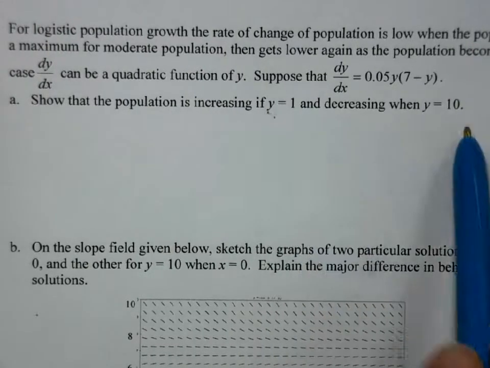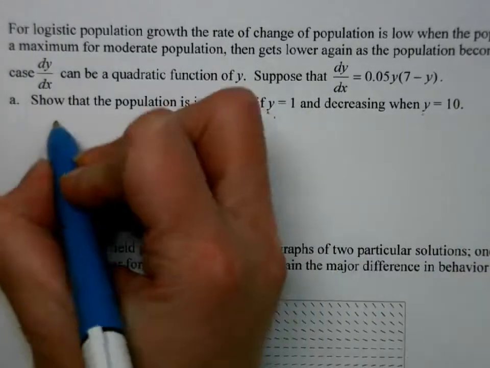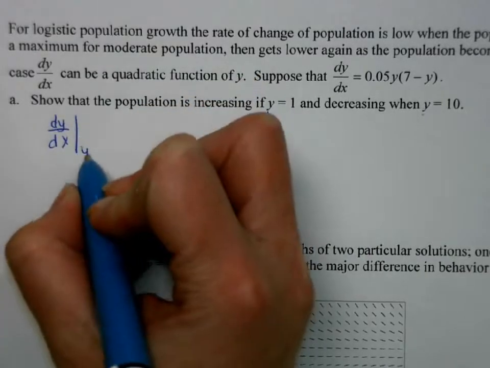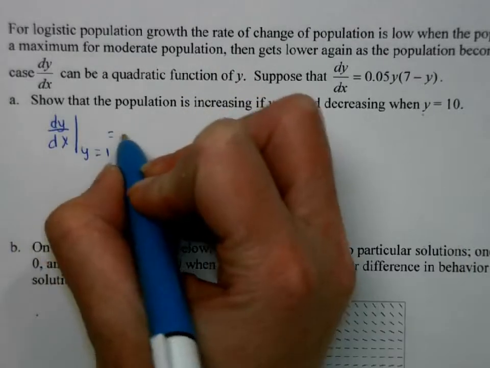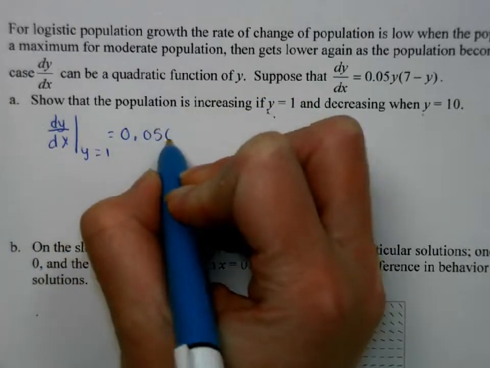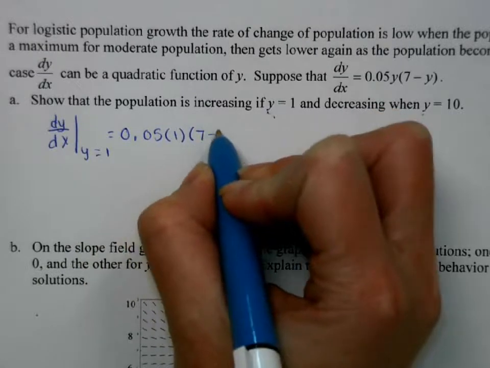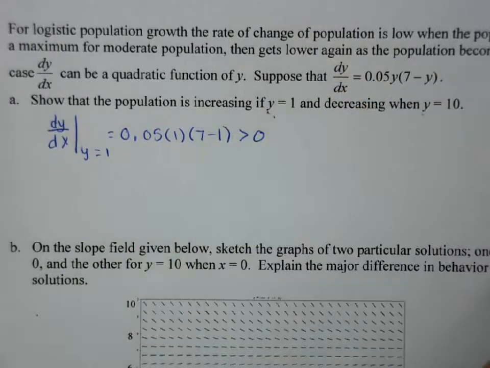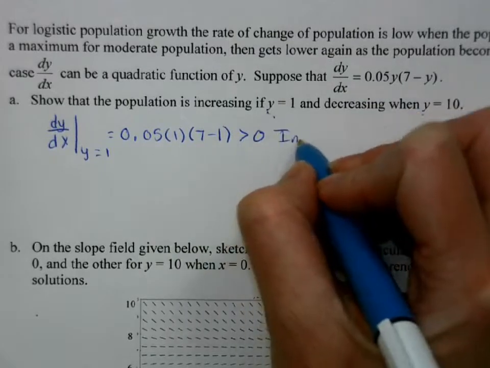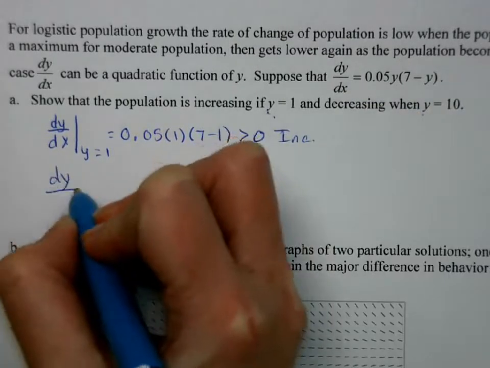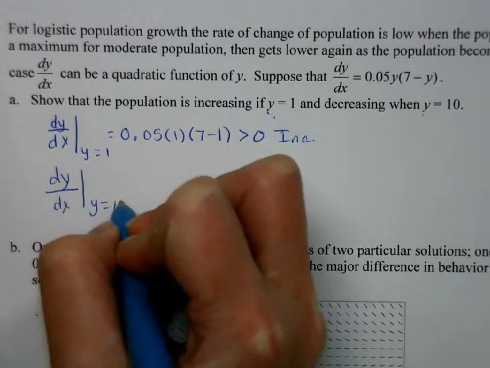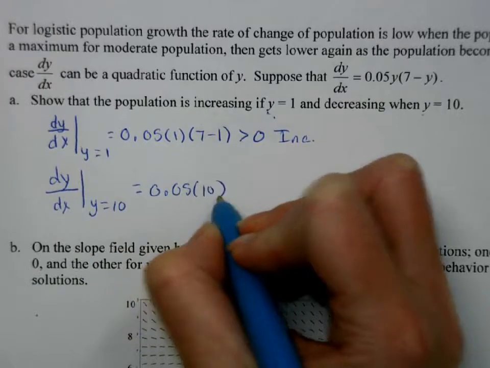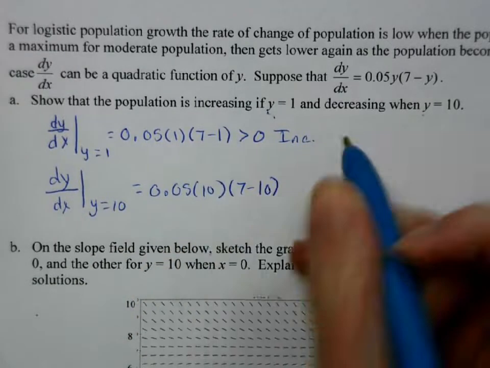So dy/dx evaluated at y equals 1 is going to give me 0.05 times 1 times (7 minus 1). So we're going to have a positive 6 times positive, which is greater than 0, so it's increasing. If I do the same thing at y equals 10, then we have 0.05 times 10 times (7 minus 10). So we have positive, positive, negative. So it is decreasing.